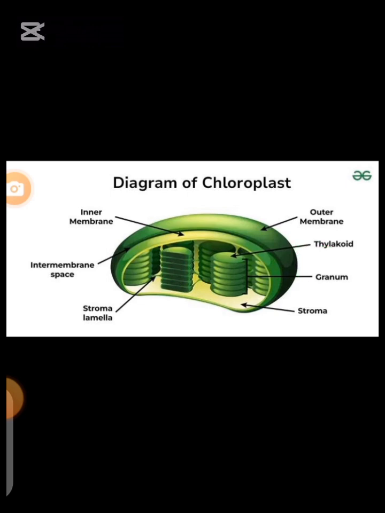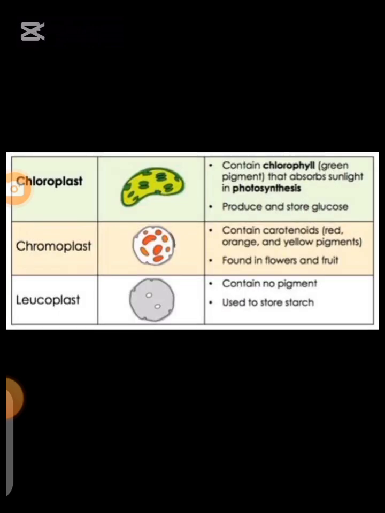Now the next type of the plastid is chromoplast. Chromoplast is basically a colored plastid. They are found in fruits, flowers, roots and aging leaves. They are found in carrot, tomato, sweet potatoes and many colorful flowers.